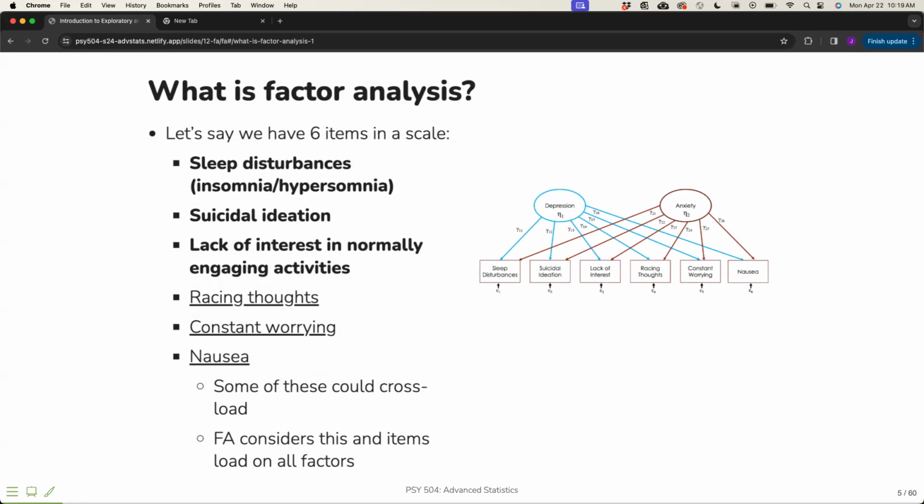So for example, sleep disturbances. We might have hypersomnia in depression, but we might have insomnia with anxiety. And factor analysis assesses this more formally by testing these interrelationships. And in factor analysis, items are allowed to load on all the factors. The hard part is the interpretation part, and that's where we come in. We have to interpret this in some type of reasonable manner. So I want to highlight today the steps that we can carry out to interpret this in some type of reasonable manner.